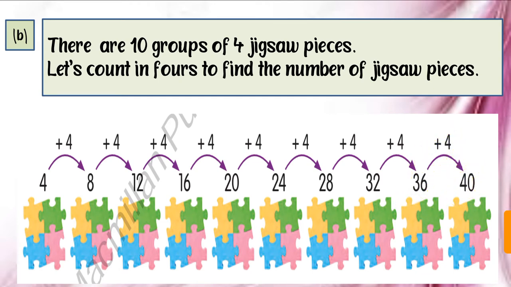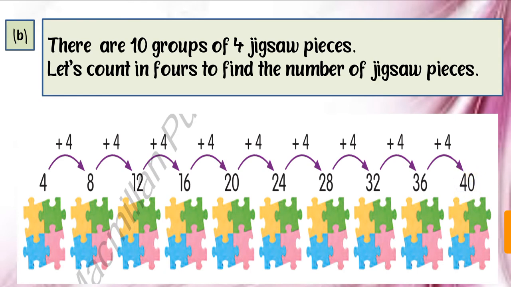Now we have to do this activity again. Again we have to read it louder. 4 ones are 4. 4 twos are 8. 4 threes are 12. 4 fours are 16. 4 fives are 20. 4 sixes are 24. 4 sevens are 28. 4 eights are 32. 4 nines are 36. And 4 tens are 40.